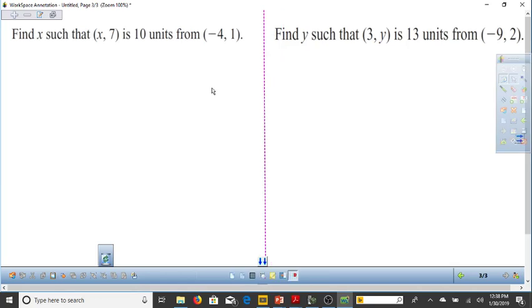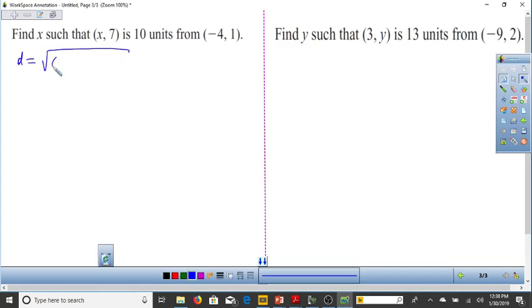So based on the distance formula, we're saying that the distance is equal to the square root of x2 minus x1 squared plus y2 minus y1 squared.